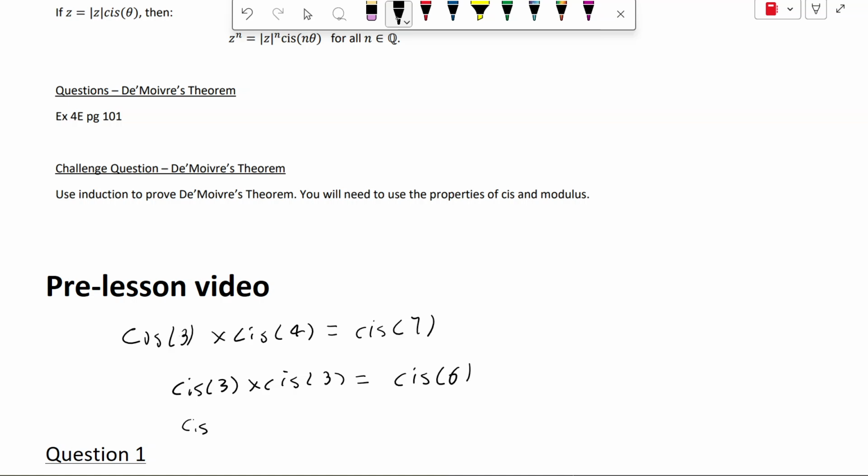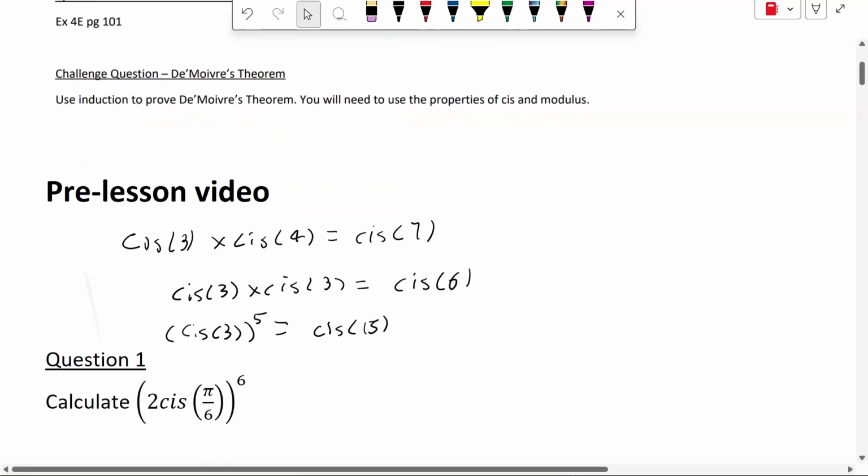And if I wanted to do cis of 3, let's say to the power of 5, well, that would just be cis of, you can think of it like 3 added to itself 5 times, essentially. So 15. And that's what De Moivre's theorem tells us.